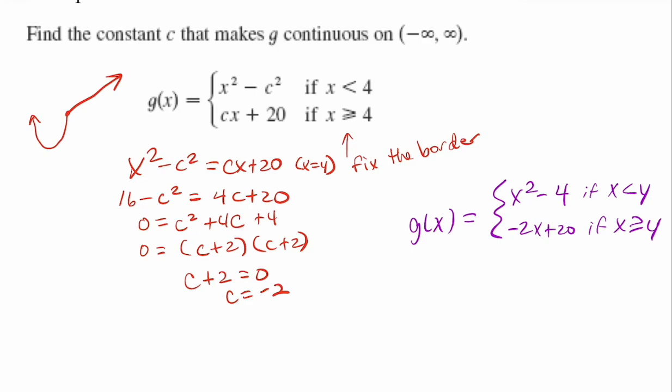And then if I said, is that a continuous function at 4? Well, you know what we would do, right? We would plug in 4. And so if you plug in 4 to this one, you get 16 minus 4, which is 12. If you plug in 4 to this one, you get -8 plus 20, which is also 12. So that is the check.